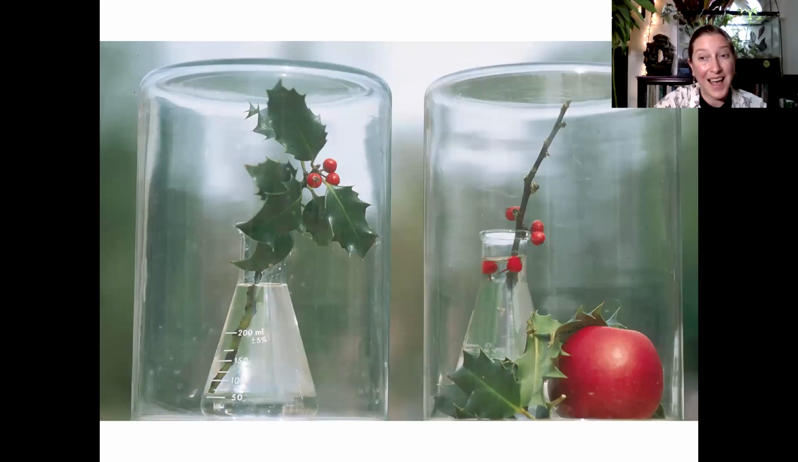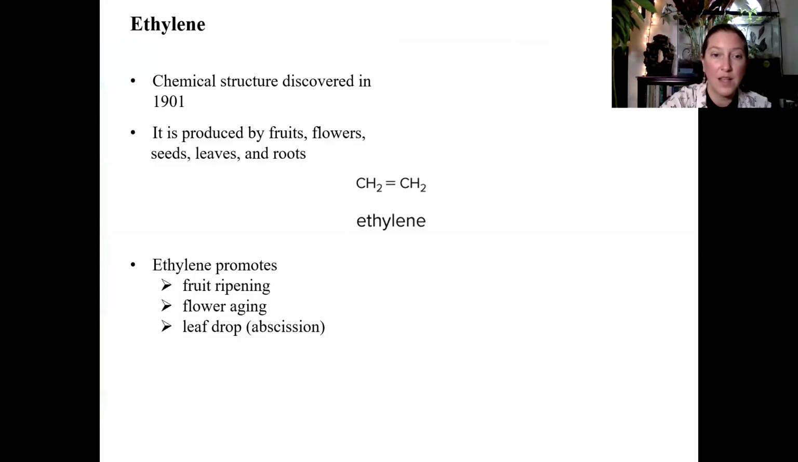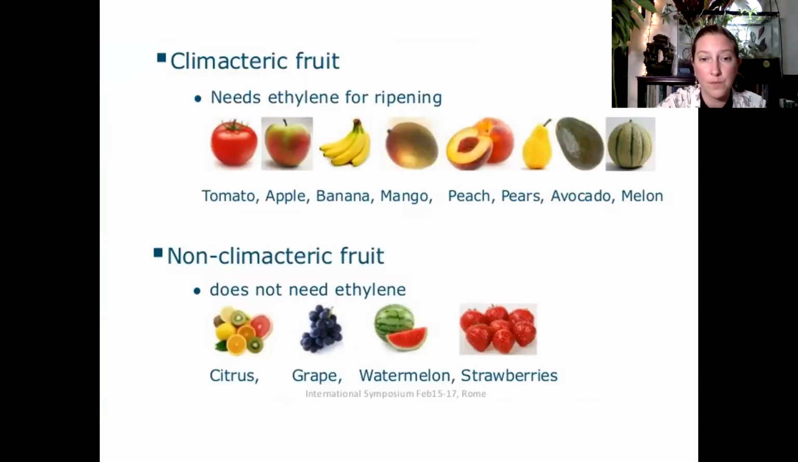Ethylene is usually released as a gas by the plants. So here on the left is a plant. This is from your book, a plant that is, I guess, how it looked when they first put it in there. Oh, sorry, the one on the left is by itself, and then on the right, they've put an apple in with it. The ethylene gas released by that apple caused the leaves to fall off of the stick, because leaf drop is something that ethylene gas promotes. So that's what this is showing you here.